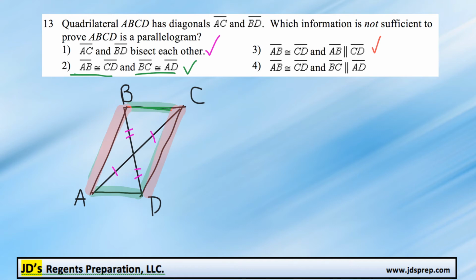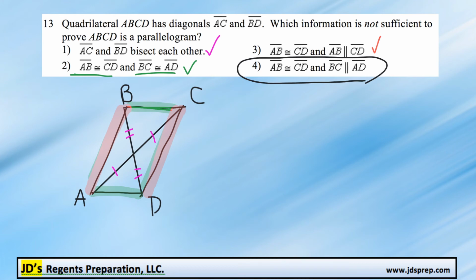So in the end, it is option number 4 as being not sufficient proof to prove that this is a parallelogram. And this one is saying that AB and CD are congruent, but the other opposite sides are parallel, right? And that's not enough to prove that you're dealing with a parallelogram.